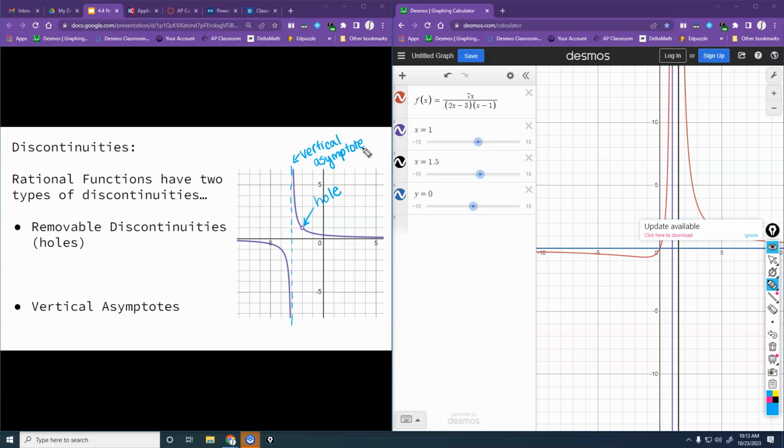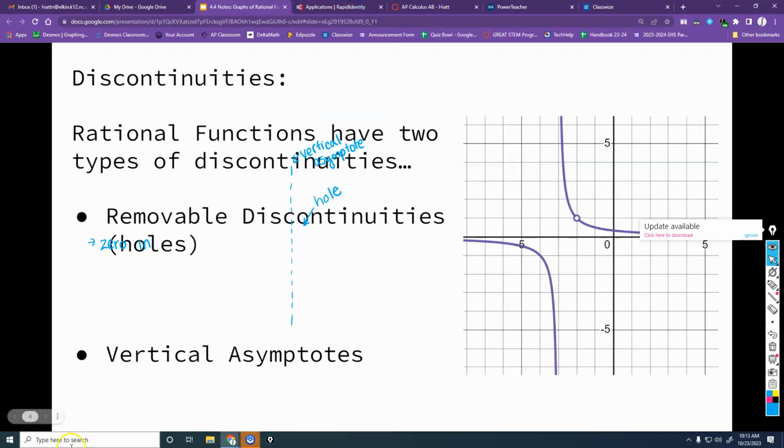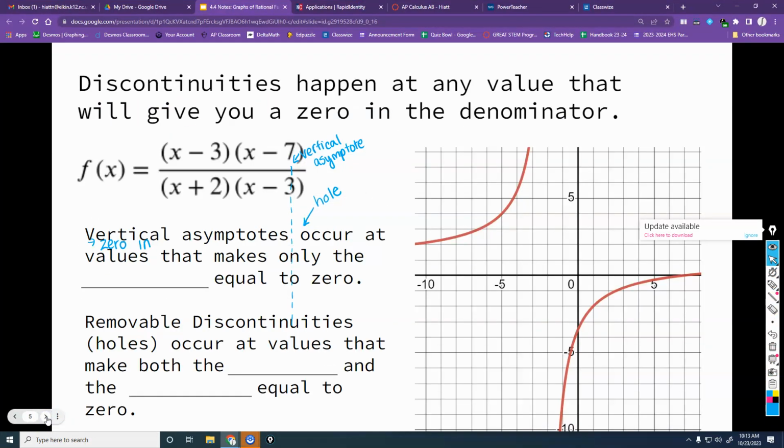Okay, so from the equation, there's a way to tell where you will have holes and where you will have vertical asymptotes. For holes, you will have a 0 in, oh wait, I may have put this on another slide. Hold on. Let me skip ahead and see. Yes, okay, it's on the next slide. I don't need to write that right there. So let's look at this slide.